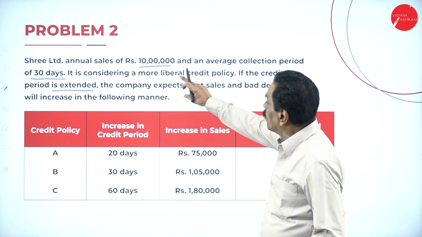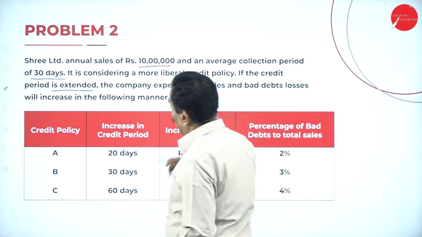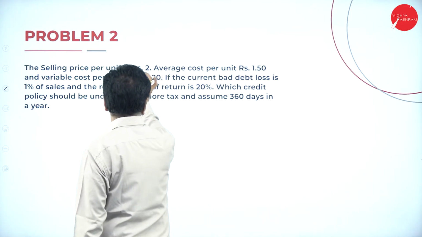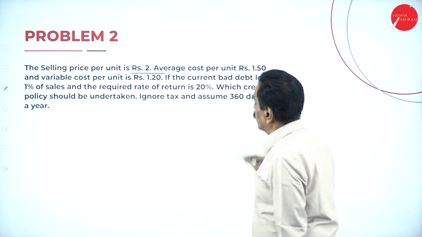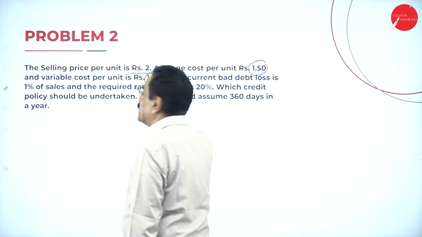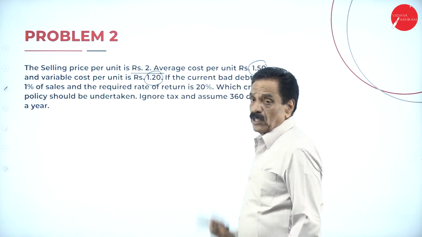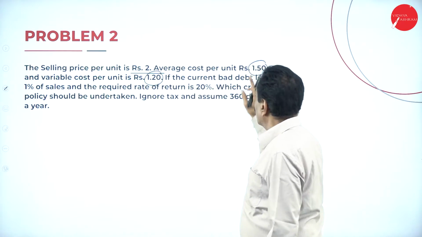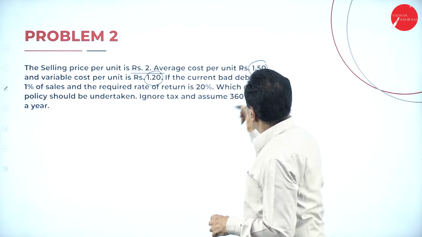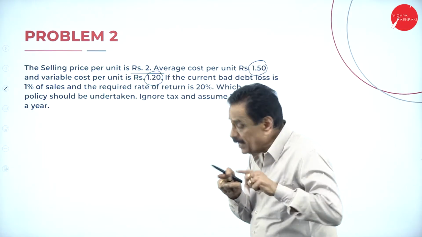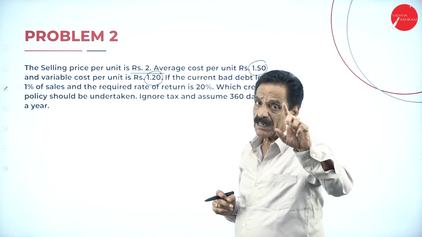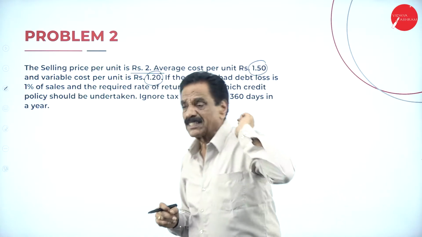So existing, what do you have? 10 lakh sales and the average collection period. The selling price per unit is 2. Average cost per unit is 1 rupee 50 paisa and the variable cost is 1 rupee 20 paisa. Your selling price is 2, your average cost is 1 rupee 50 paisa, so the difference of 50 paisa is the profit. In that 1,50,000 total cost, 1 rupee 20 paisa is the variable cost, so the other 30 paisa is the fixed cost. Fixed cost remains constant.